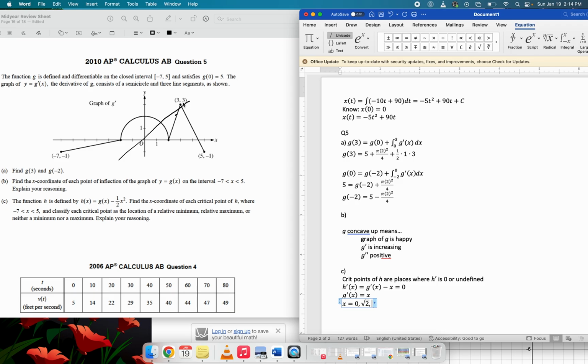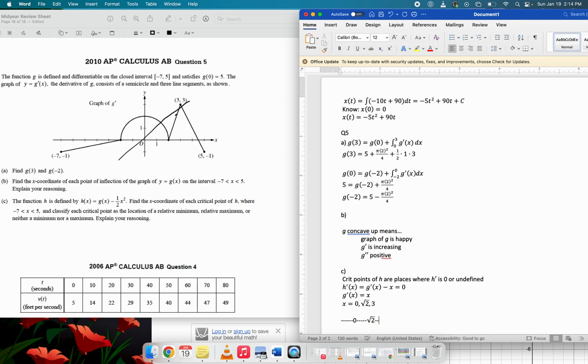And then this point here, 3 comma 3. Yeah, that's obviously supposed to be on this line, right? So these are the 3 critical points of H. Now, to analyze these critical points and figure out whether they're mins, maxes, or neither, you need to do a sign analysis of the derivative. So I got 0, I got root 2, which is like 1 point something, and I got 3.